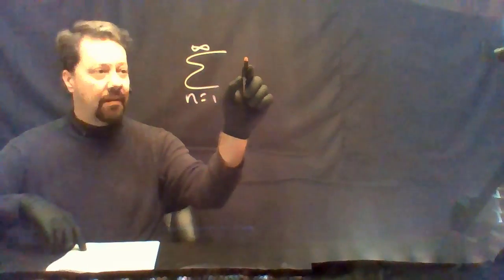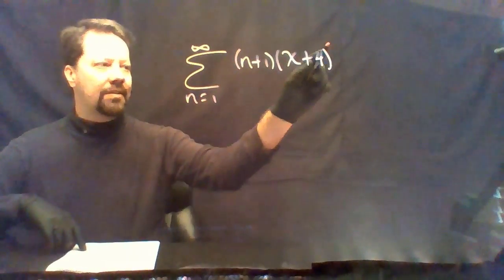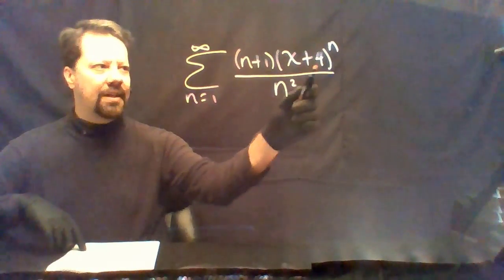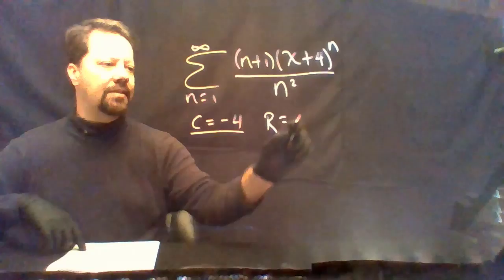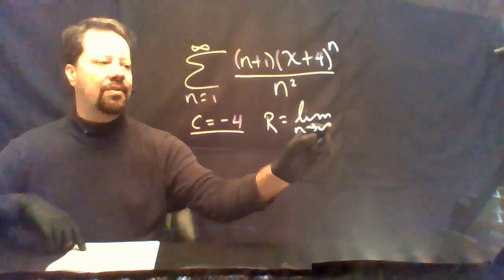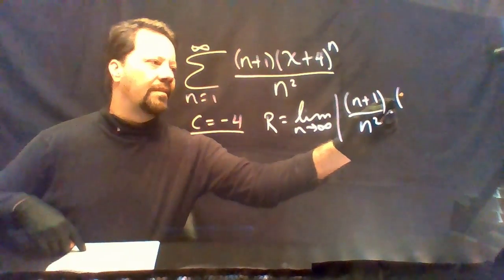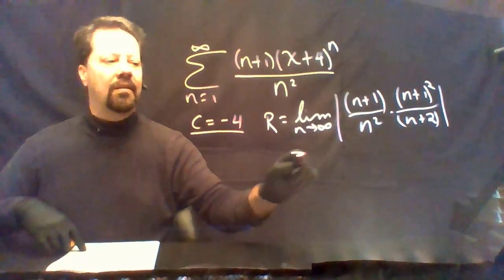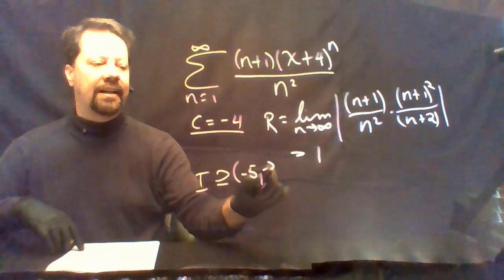On our next problem, we have the sum as n goes from 1 to infinity of (n plus 1) times (x plus 4) to the power n, divided by n squared. The first thing to observe is that the center is minus 4. The radius of convergence is the limit as n goes to infinity of n plus 1 over n squared times n plus 1 squared over n plus 2, which is 1. That means that the interval of convergence contains everything from negative 5 to negative 3.